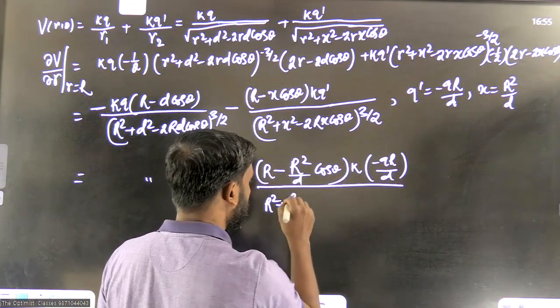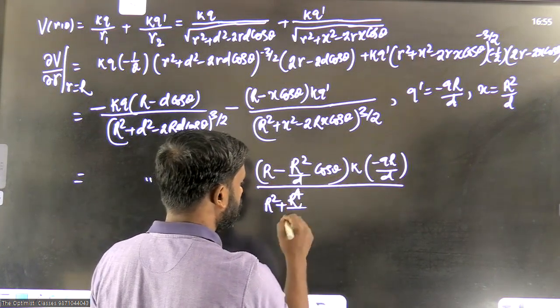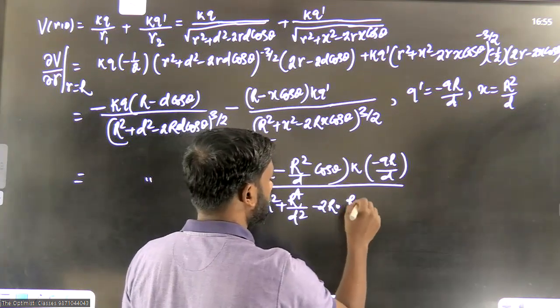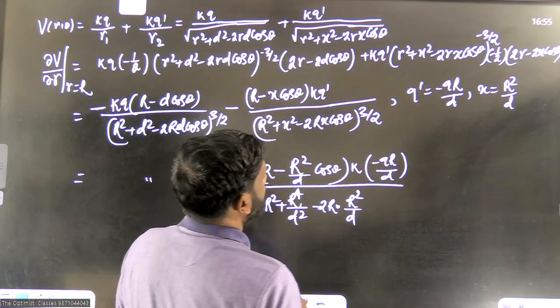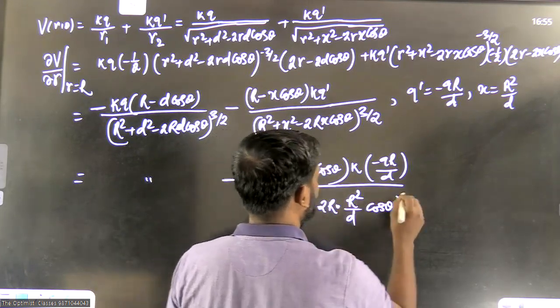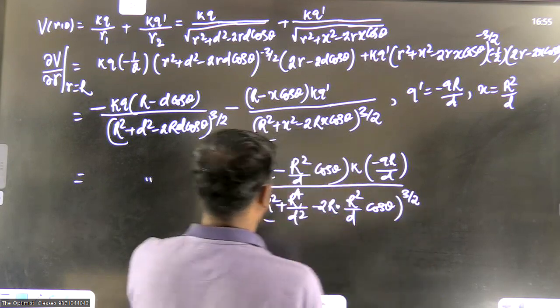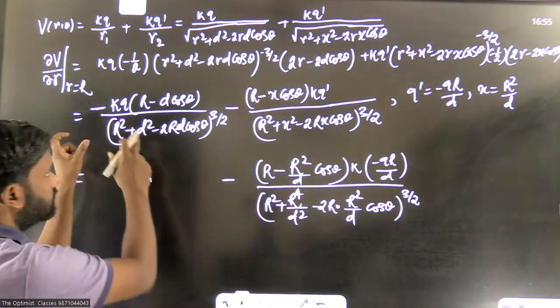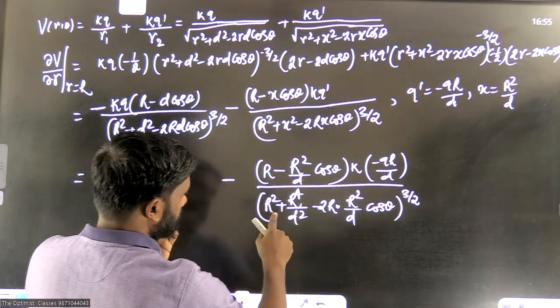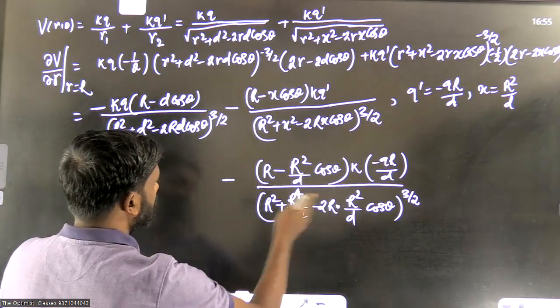X is actually r square by d. So this becomes r power 4 by d square, minus 2r, and x is again r square by d and cos theta. That's what we have. Whole power is 3 by 2. So I want to make this denominator same as this one. So what I'll do is I'll take d square LCM, and I'll also take r square outside.